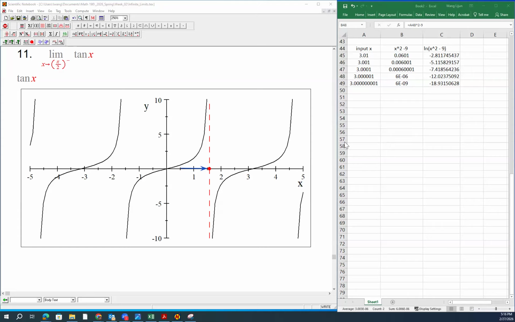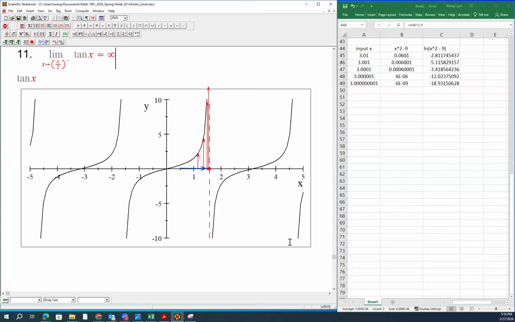The output is getting higher, even higher yet. And as we're getting closer and closer to pi over 2, you can see the output is getting higher and higher yet. But of course, it never touches the broken curve, but gets infinitely close to it. So that's why we say that the infinite limit is going to be a positive infinity. From that picture itself, you can tell.